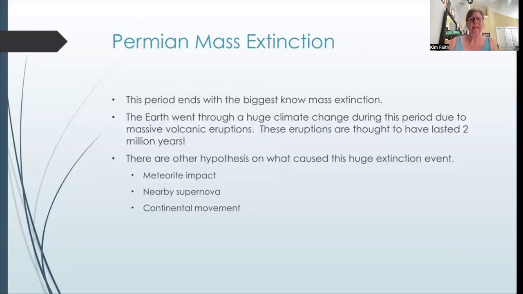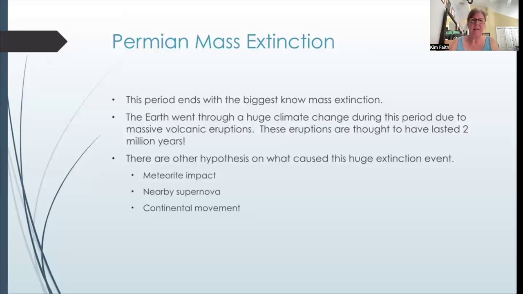So the Permian mass extinction is like we often call it the Great Dying. It is the biggest extinction that we have identified on our planet. Our planet went through huge climate change during this period due to massive volcanic eruptions. These eruptions are thought to have lasted like 2 million years. So long, long period of this volcanic activity.